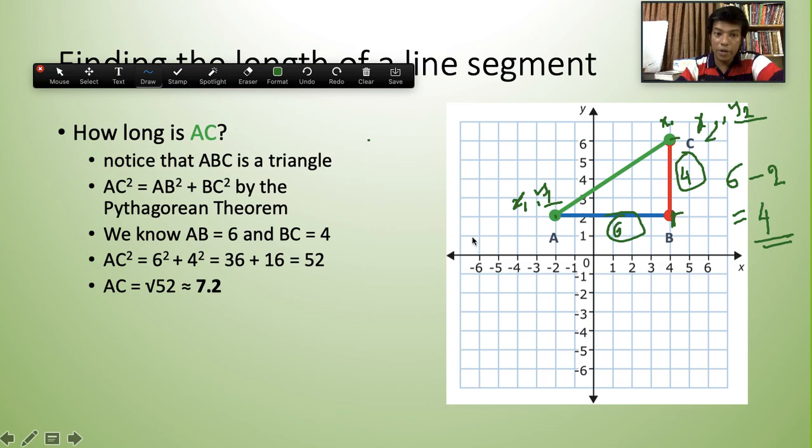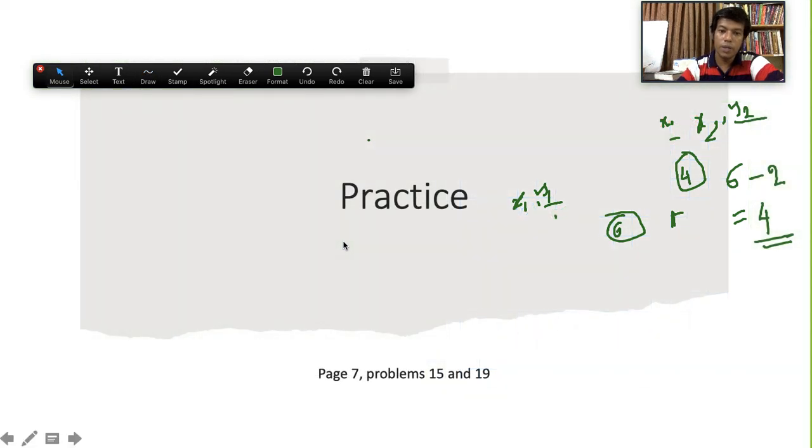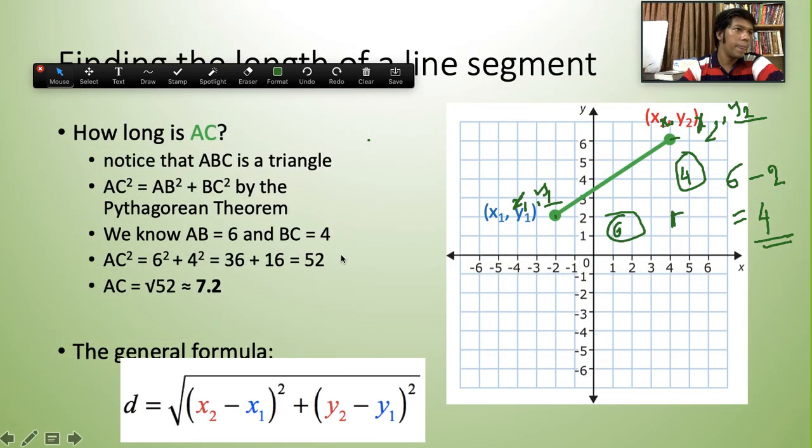Then by using the Pythagorean formula, there is a square, so we will have to square it. Then there is AC square on the other side, so we will have to take the square root on the right side to bring it. That's why we get this formula.